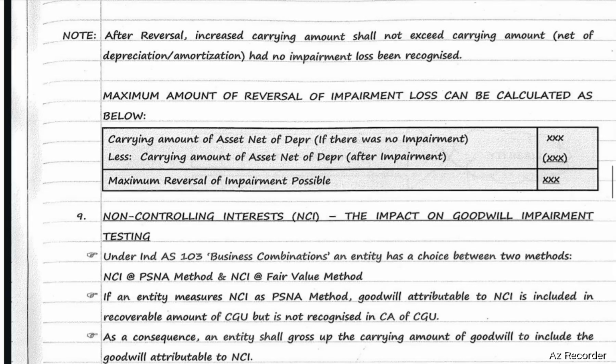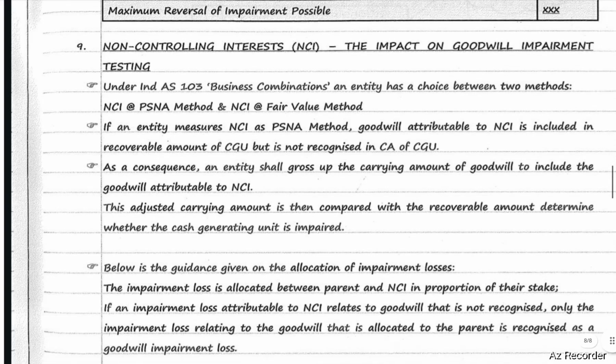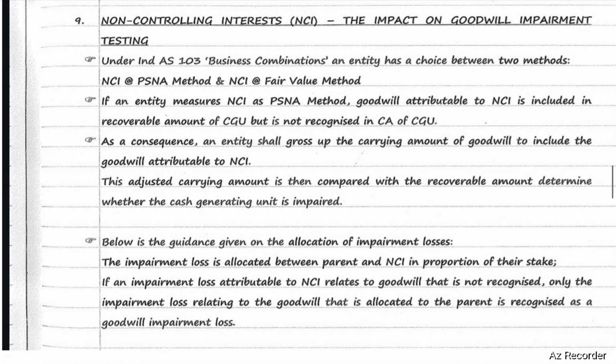Next, non-controlling interest, the impact on goodwill impairment testing. Under Ind AS 103 Business Combinations, an entity has a choice between two methods: measuring non-controlling interest at the proportionate net assets method, and non-controlling interest at the fair value method.